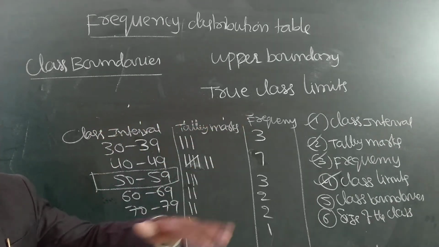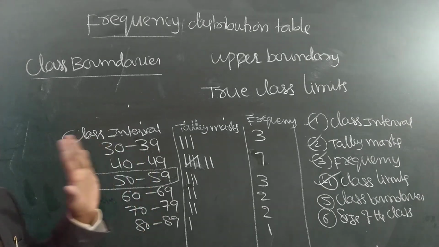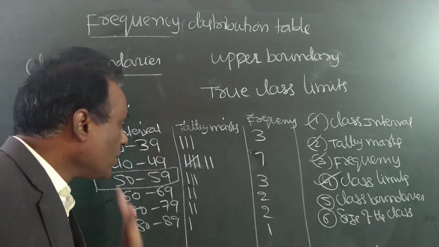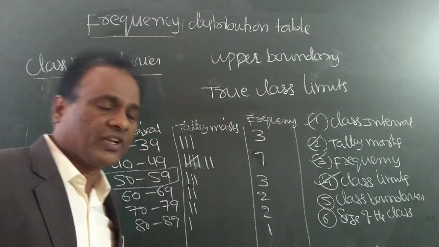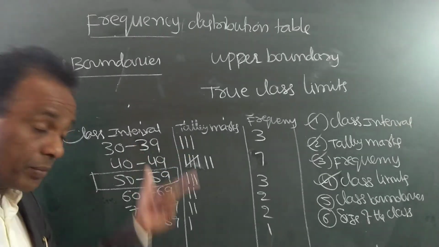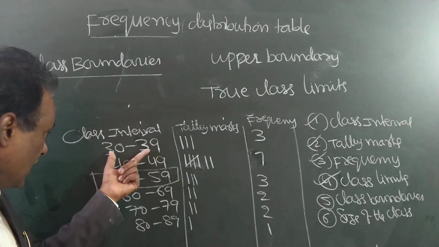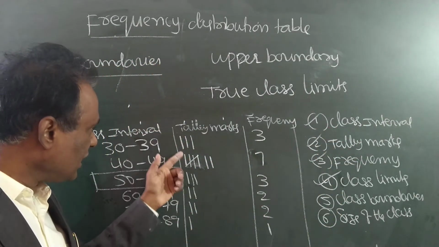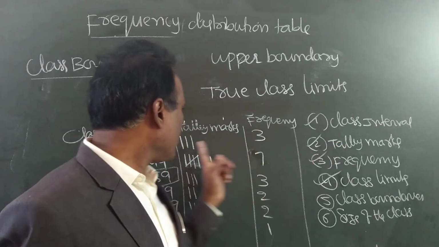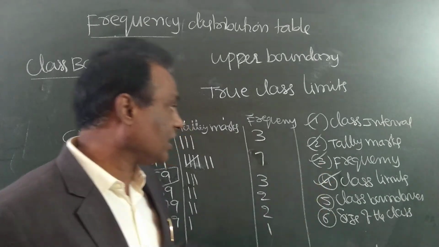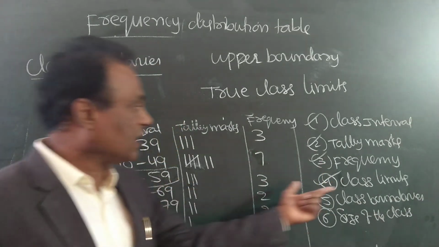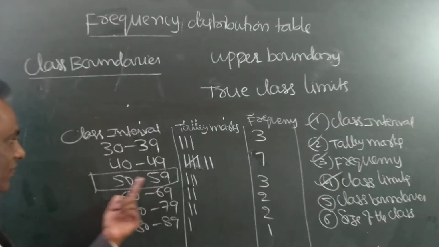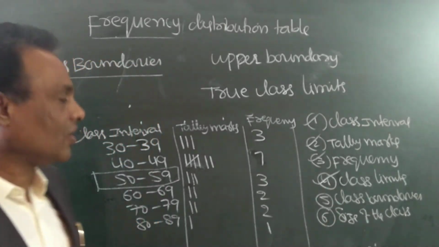While solving the problems I will explain, but just understand the concept. I gave the definition of class interval. The given data is represented in the form of a table, and that table is called a frequency table. For preparing the table, we take class intervals and tally marks. Each observation is one tally mark, and the number of tally marks is the frequency. This is the lower limit, this is the upper limit. Class limits I explained. Boundaries are 49.5 and 59.5. Boundaries I explained.